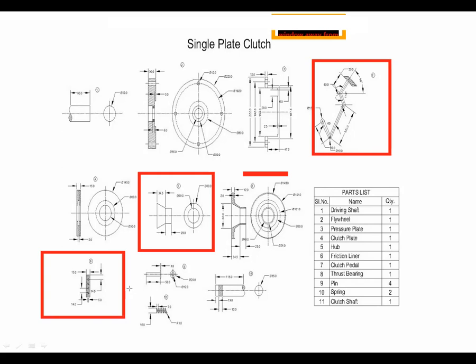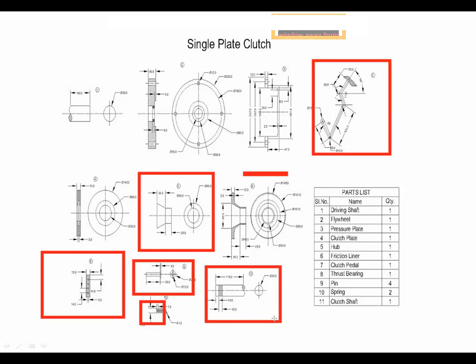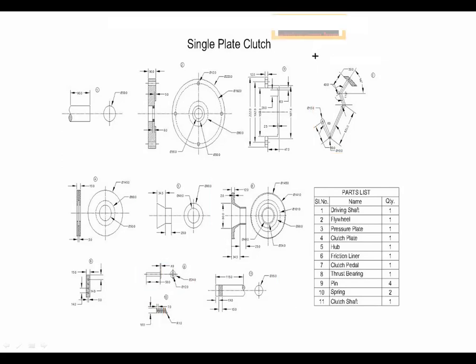Then bearing, thrust bearing, pin, spring, and clutch shaft. So all these things are included in this whole slide, and the diagrams are very simple. As compared to other diagrams, these diagrams are very simple. You should know just the parts and how to draw. So clutch shaft is very simple to draw, spring is simple to draw, bearing section is given over here.